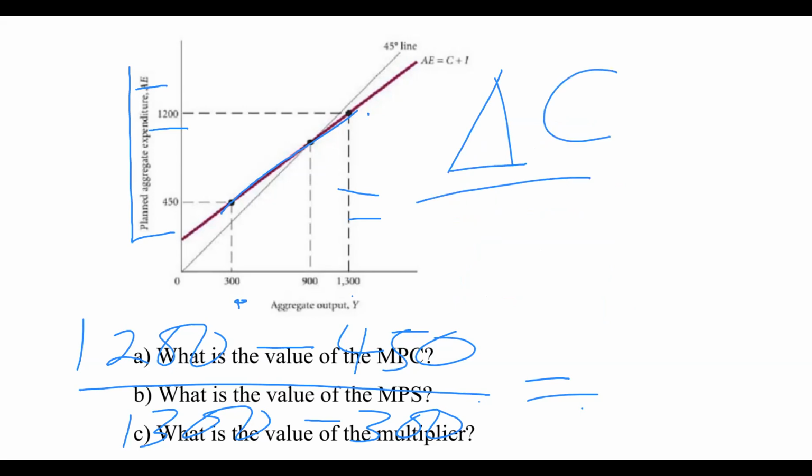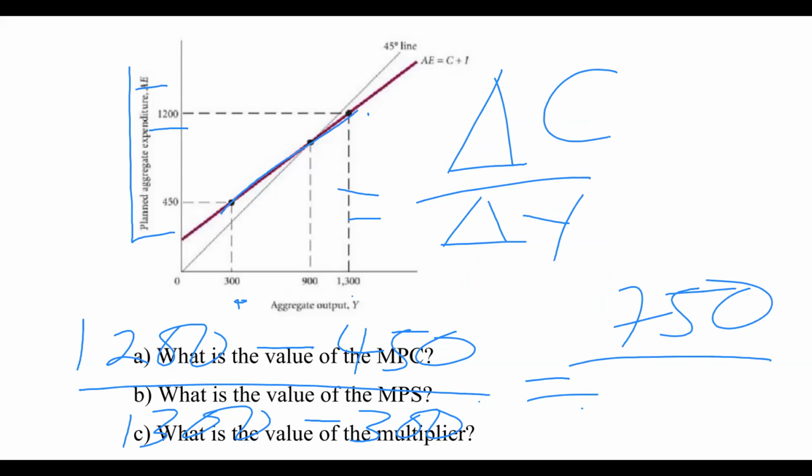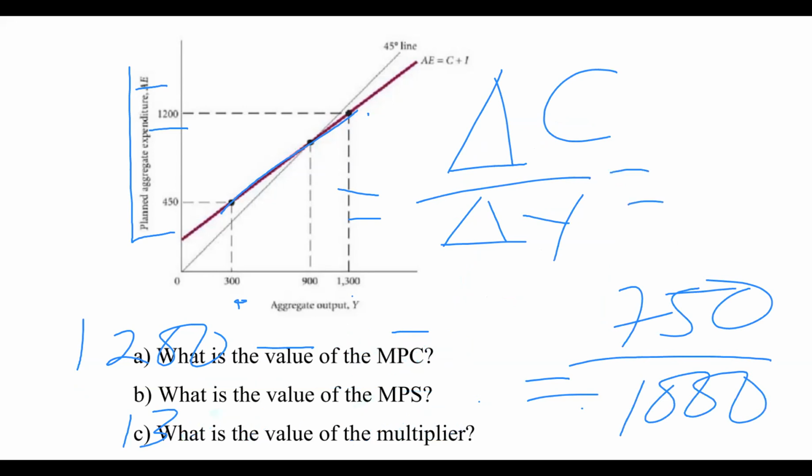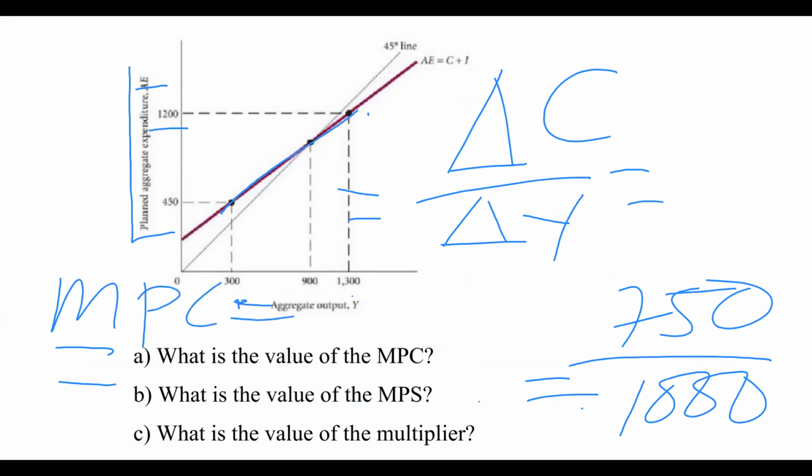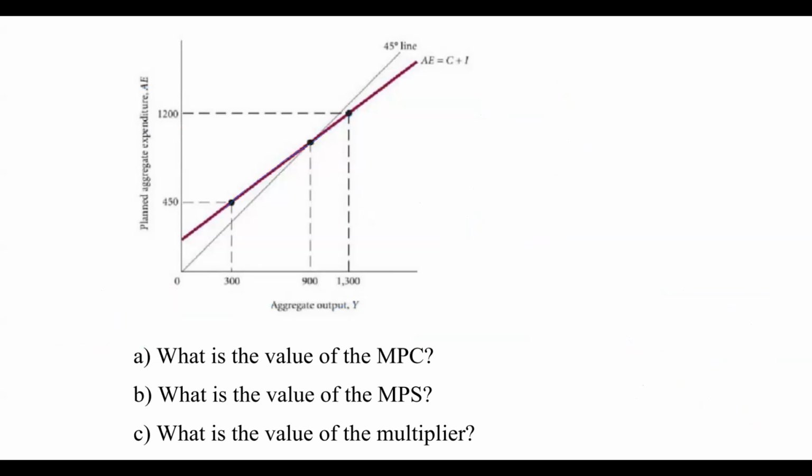I'm asking, what is 12 minus 450? 750. Divided by 13 minus 300, obviously is 1,000, right? So what is 750 divided by 1,000? Okay. That is our MPC. What do we get? 0.75. So our marginal propensity to consume is 0.75.